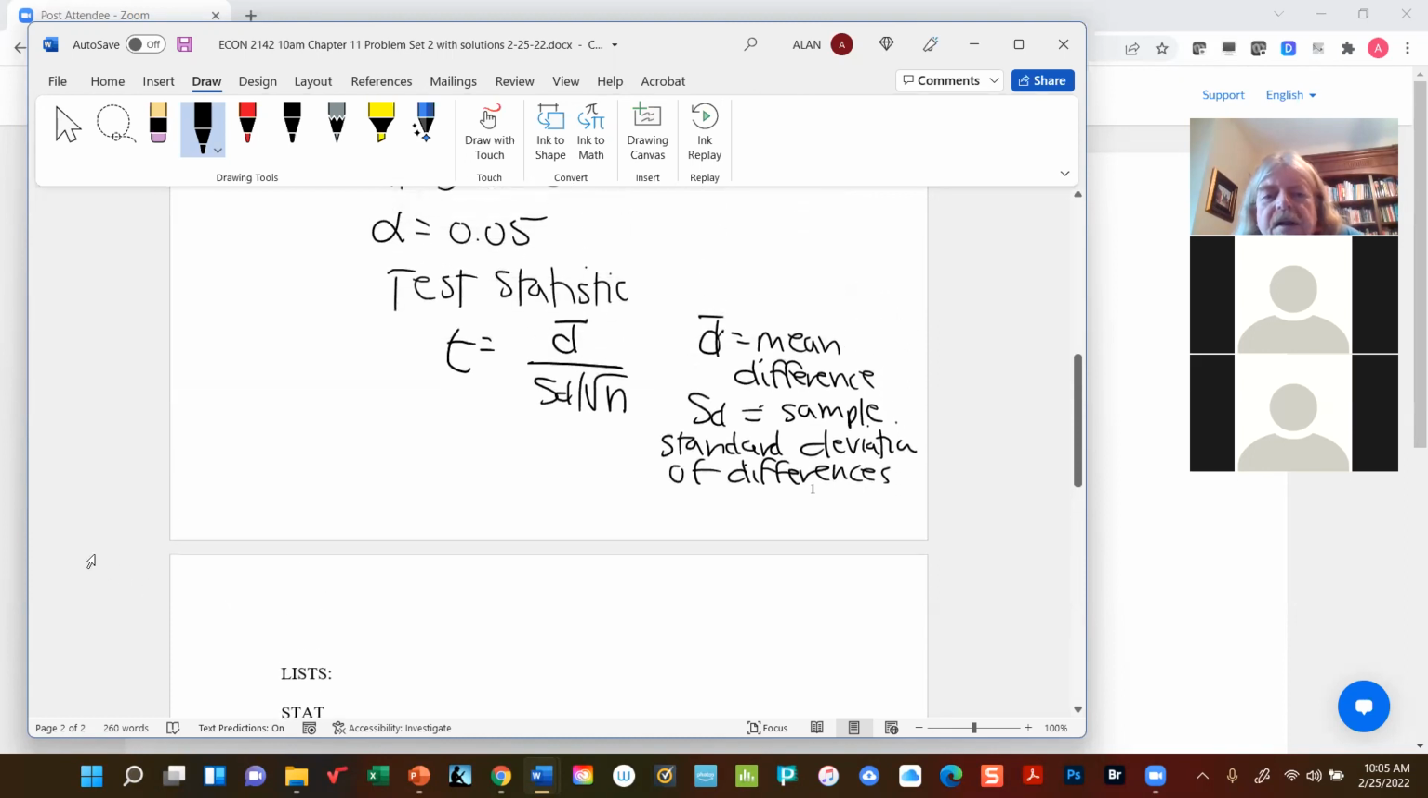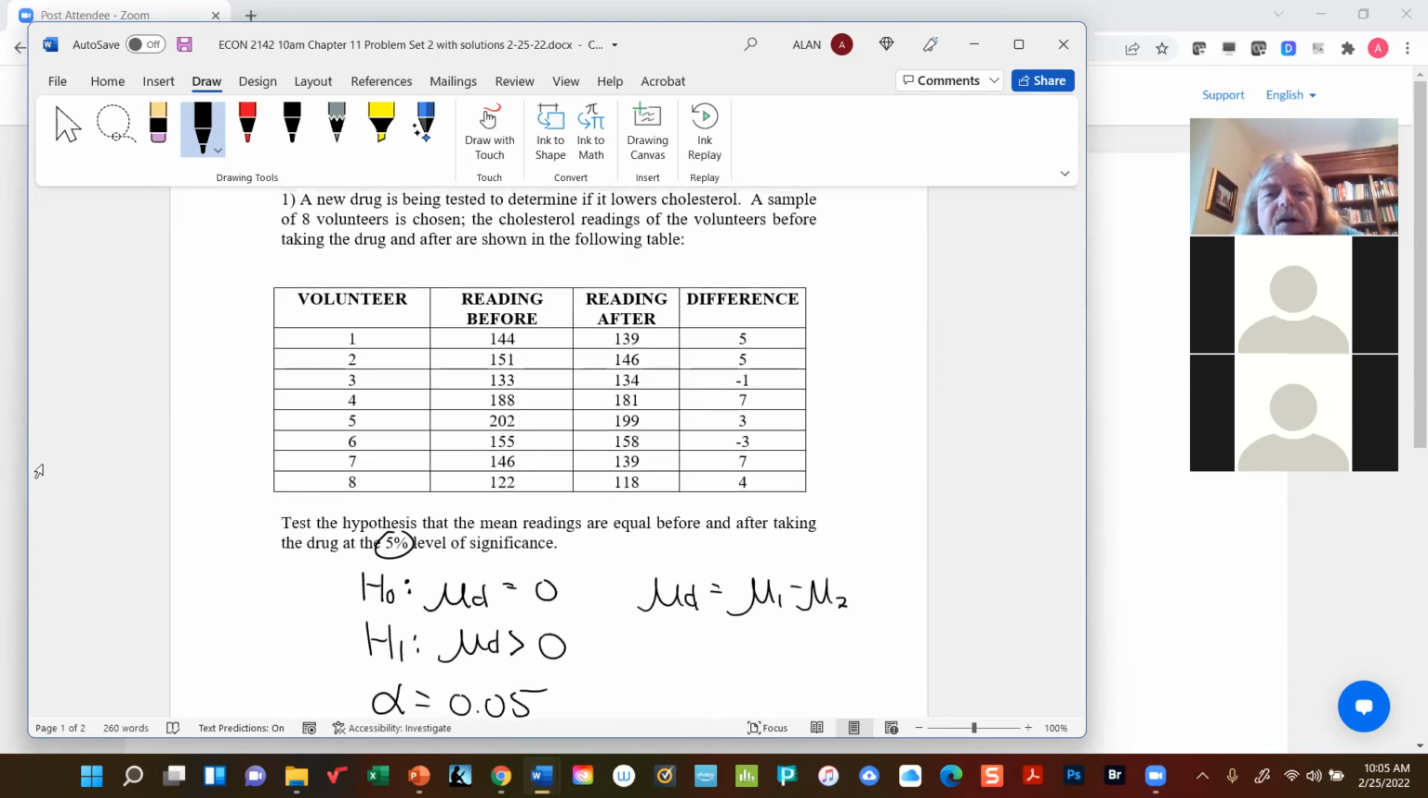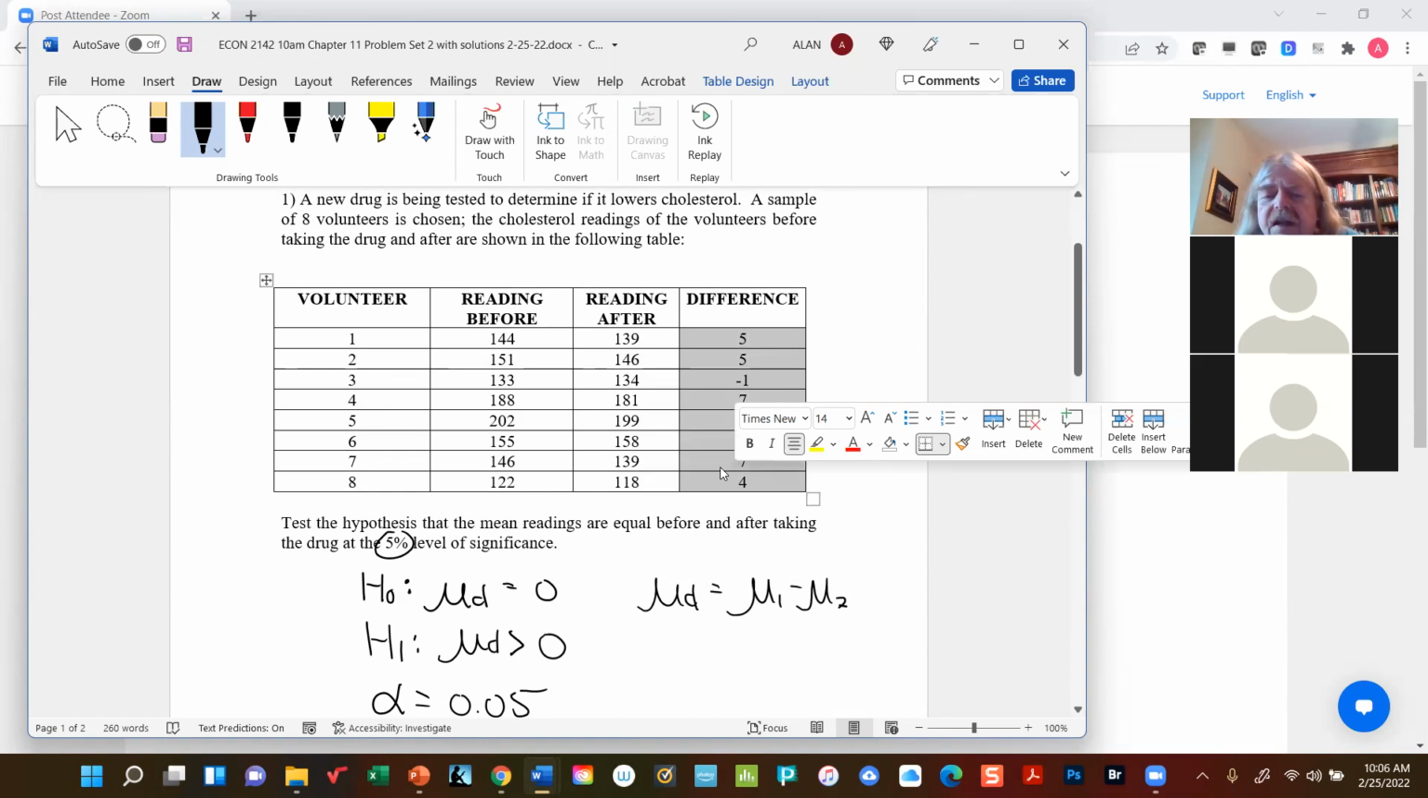Now, if we didn't have the differences here, you would be asked to enter these numbers into list 1, and these could go into list 2. And then you would let the calculator calculate the differences. We saw how to do that in class, but because the differences are already here, what you can do instead is simply type the differences in list 1.